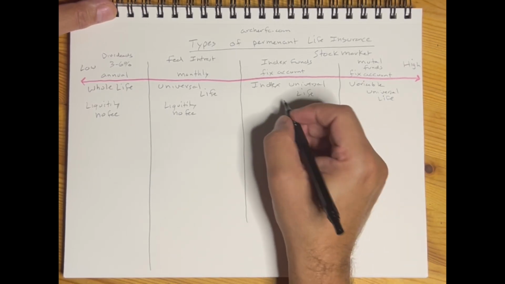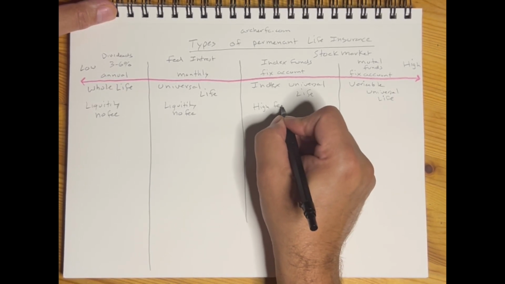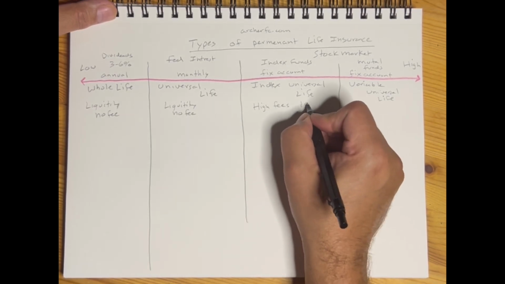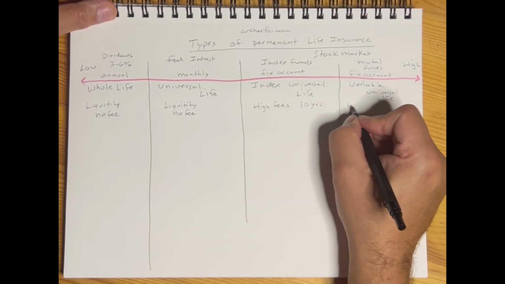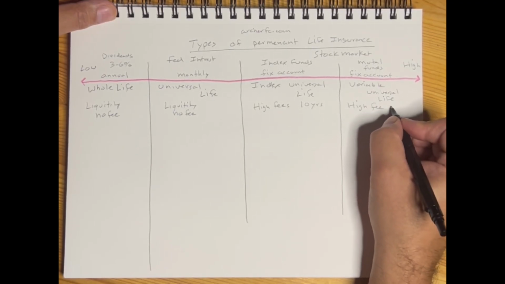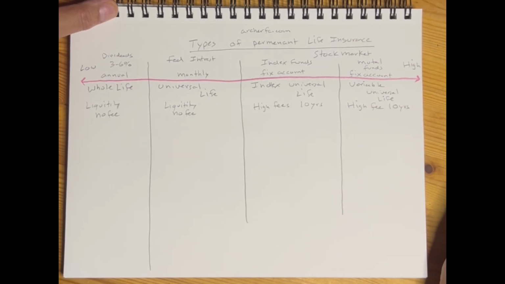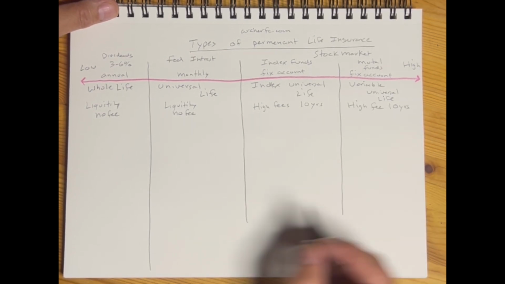Index and variable universal life, on the other hand, have high fees, especially in the first few years, for the first 10 years usually. The reason being is that these type of products are built for growth, and you want to maximize the amount of money that you're growing in the stock market over a long period of time. So these have very high fees associated with withdrawing your money.